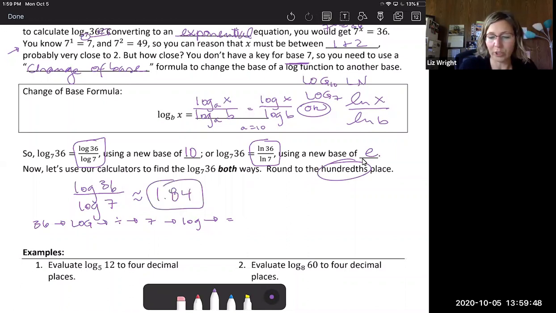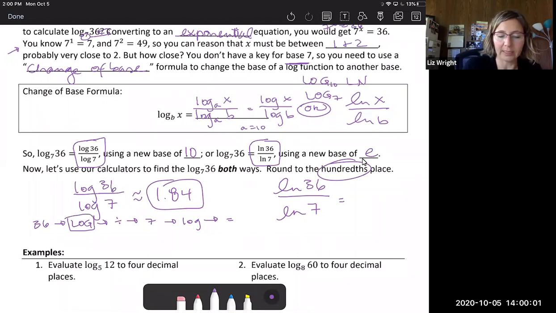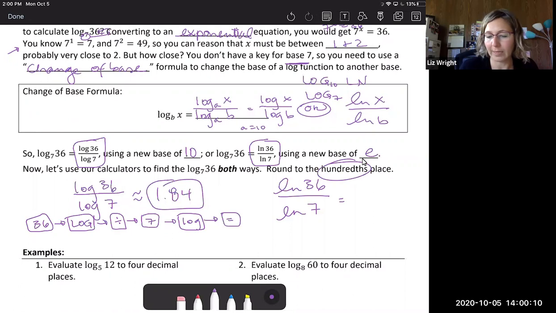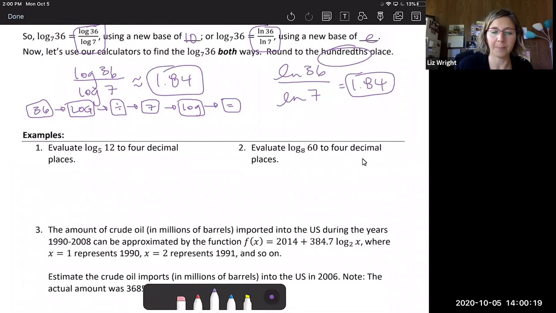Then we want you to do it the other way as well. You're going to do natural log of 36 divided by natural log of 7. It's the same exact steps, except instead of the log button, it's going to be the natural log button: 36 natural log divided by 7 natural log, and then the equals button. You should get the same exact thing. If you didn't, you need to go back and check your steps, because you should get the same exact thing.